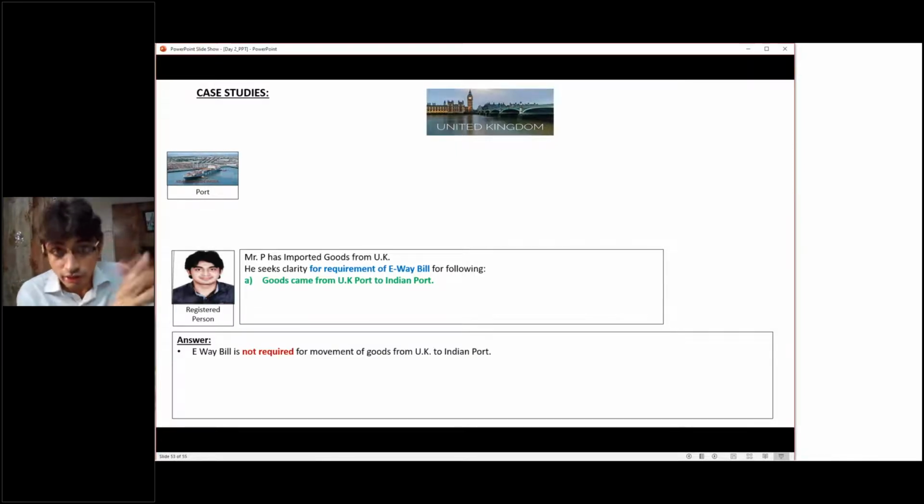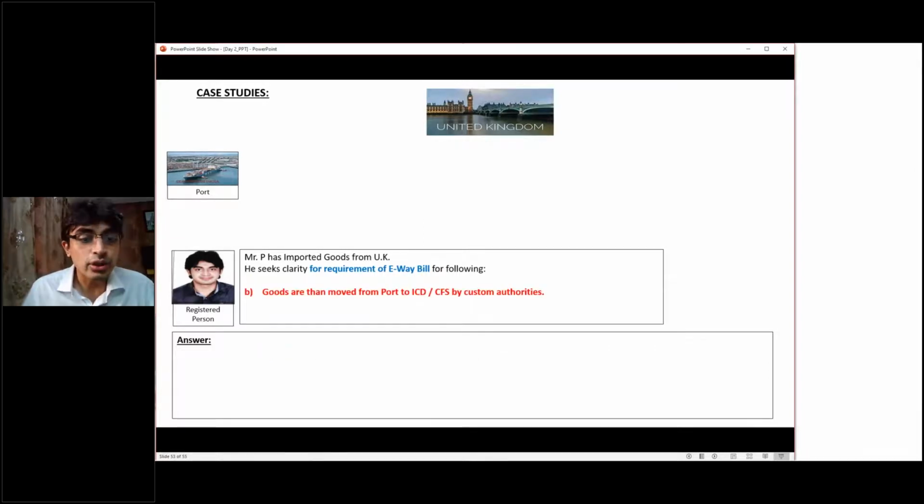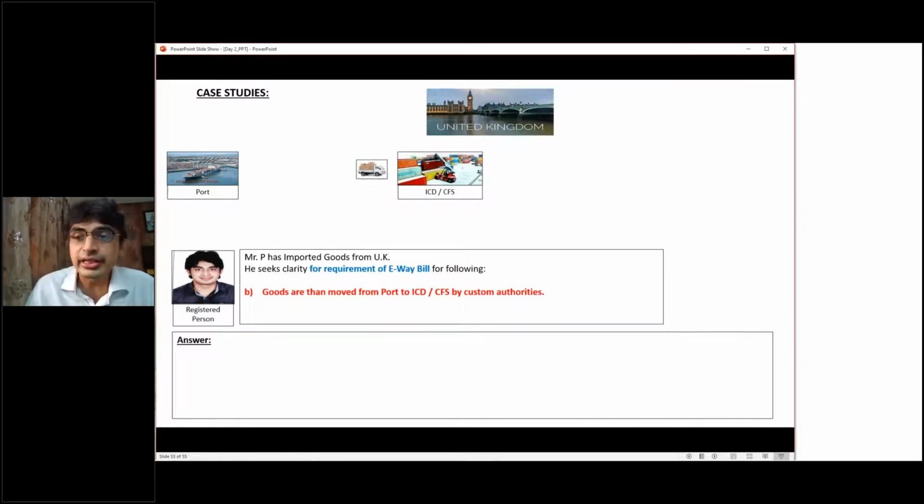Whenever you import goods, when the exporter sends goods to India, e-way bill is not required till that time. Then suppose I am moving the goods from the port to an inland container depot or container freight station, within that port, nearby. Now it is within the customs department. This is a customs department truck. They have moved the goods. Will I come to know which vehicle they are using?